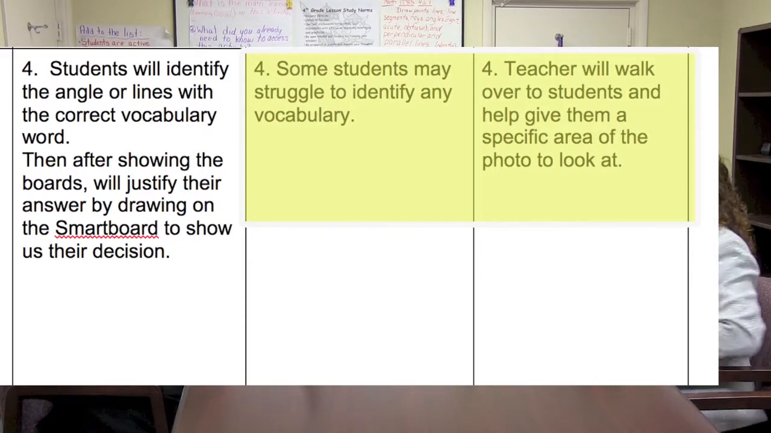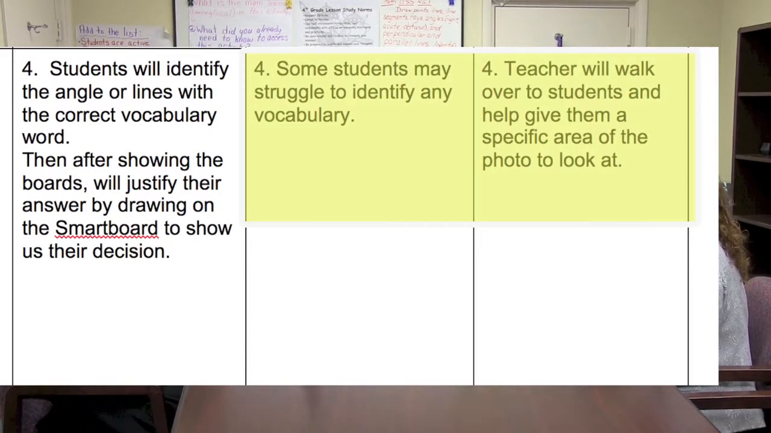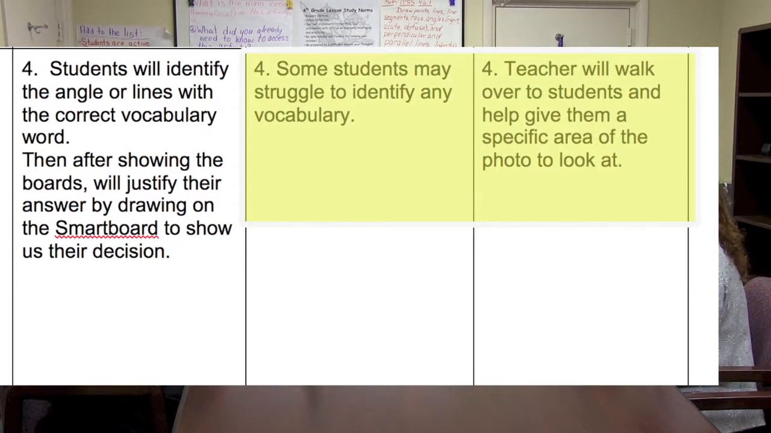Is everybody there? So what can be done if the students struggle to identify the vocabulary when they're looking at the projected photos? I think maybe here the teacher could stand next to them and point to the picture. Maybe look over here in this area of the window, or look at the postman. Give them a specific area to look at, as opposed to the whole photo where they might be overwhelmed.